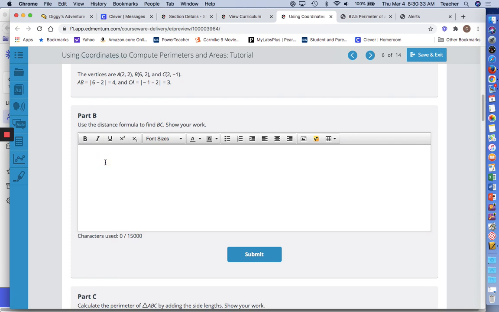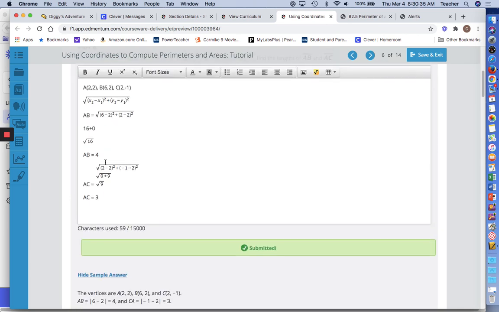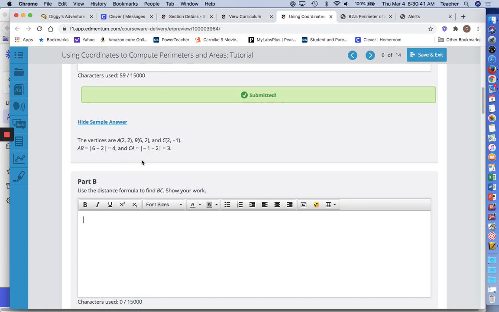Okay, so use the distance formula to find BC. Let's see. We got 6, 2 and 2, -1. I'm going to have to put those in so I can remember. 6, 2, 2, -1. All right, so let me move this.